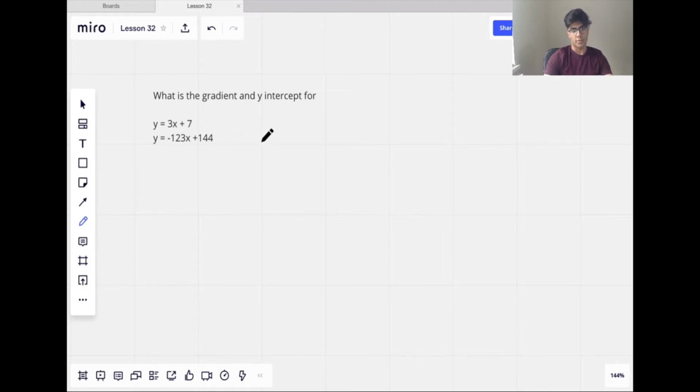y is equal to 3x plus 7. Let's remember that the equation of our straight line comes in the form y equals mx plus c. This is the most useful form, and when it comes in this form, m is the gradient and the c here is the y-intercept. Sorry for the poor handwriting. So if we look at this, y equals 3x plus 7, clearly the m is 3 and the c is 7. Let's call that question A, and the next one B.